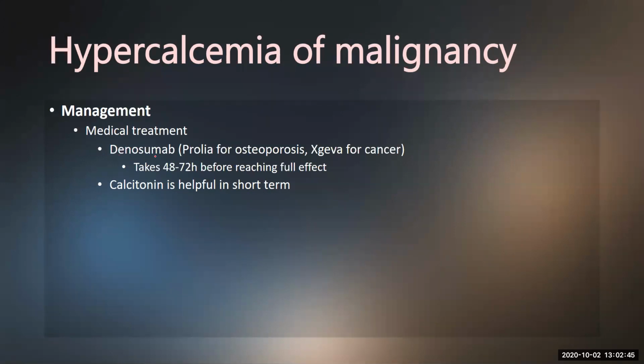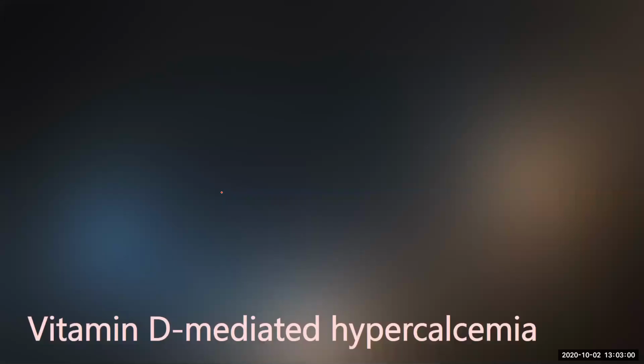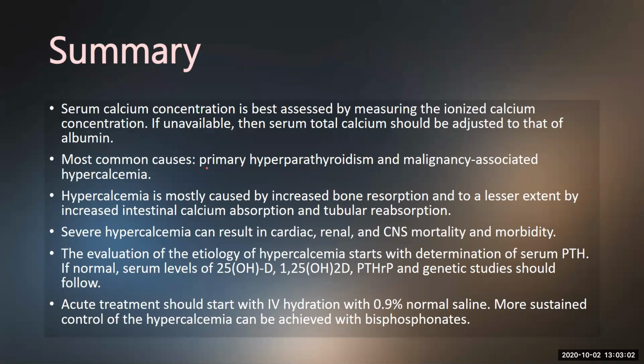Management, denosumab. So we know this as Prolia for osteoporosis, and it's called Xgeva for cancer. I don't know how to pronounce that. It's the same medication, though. It takes about 48 to 72 hours to reach the effect. Remember that. So that's why you have to get that calcitonin short term. I'm not going to get into the vitamin D issues because it's really not necessary.